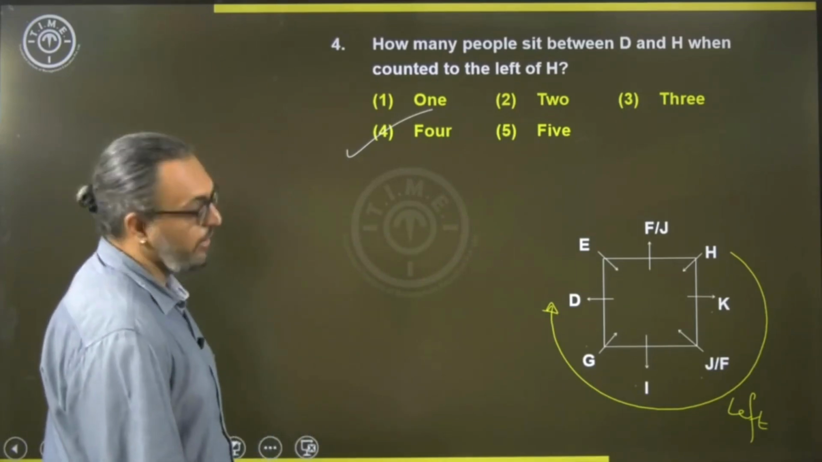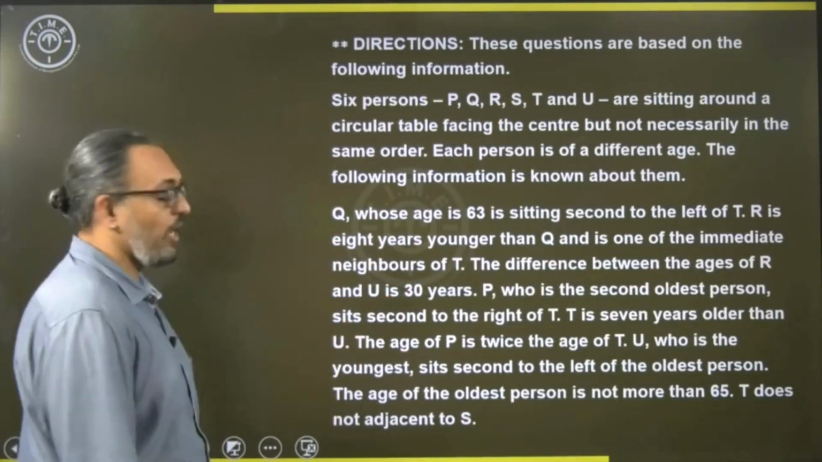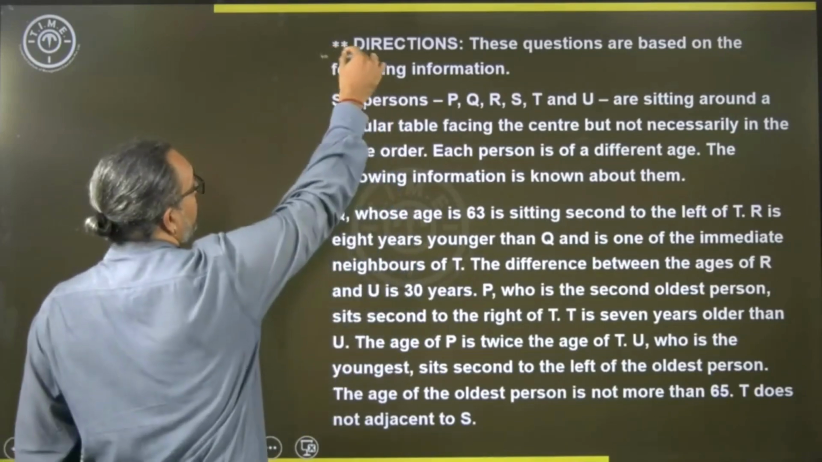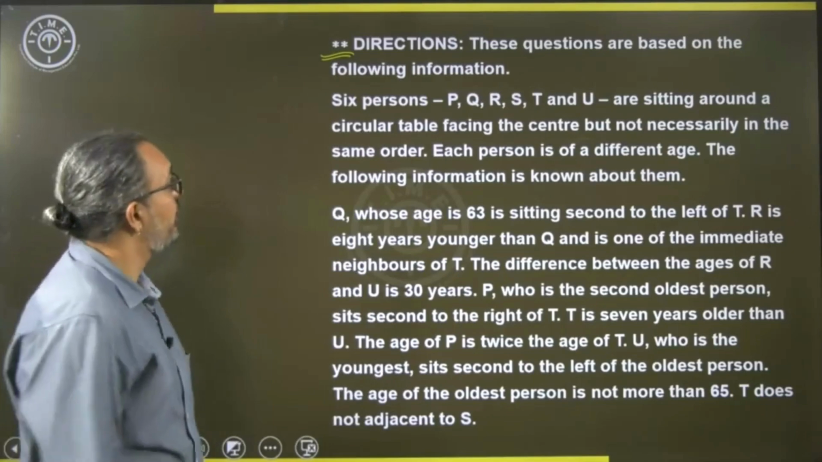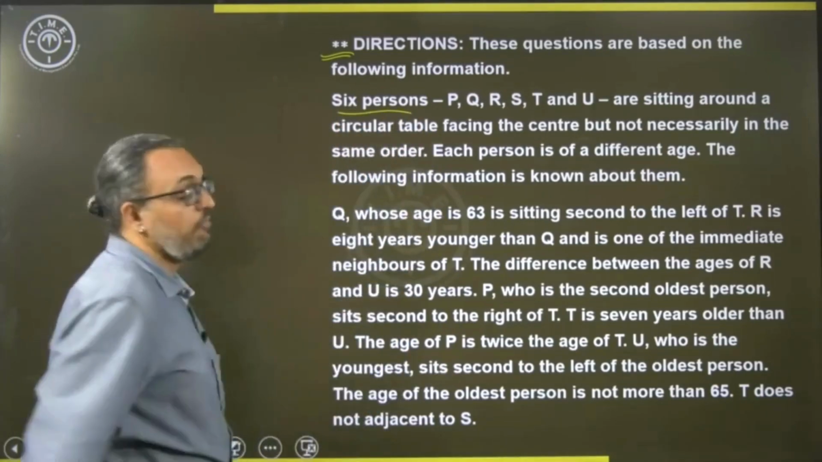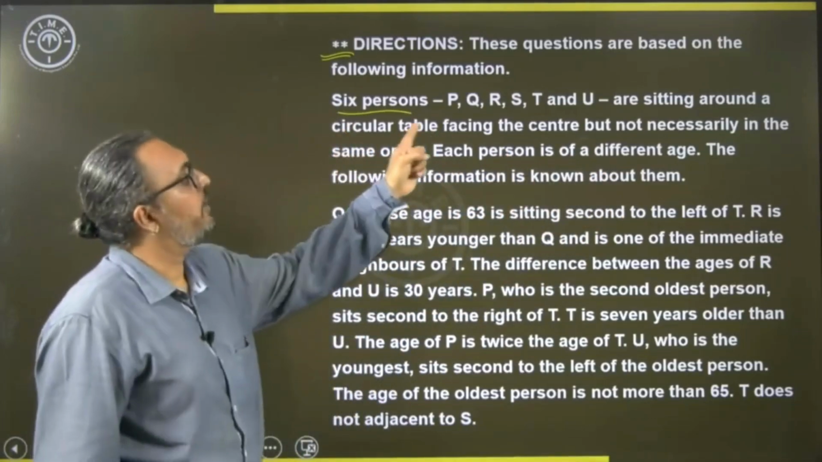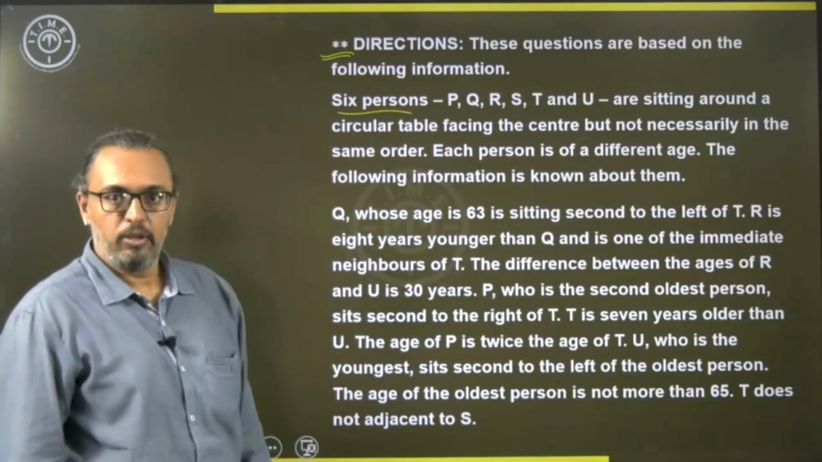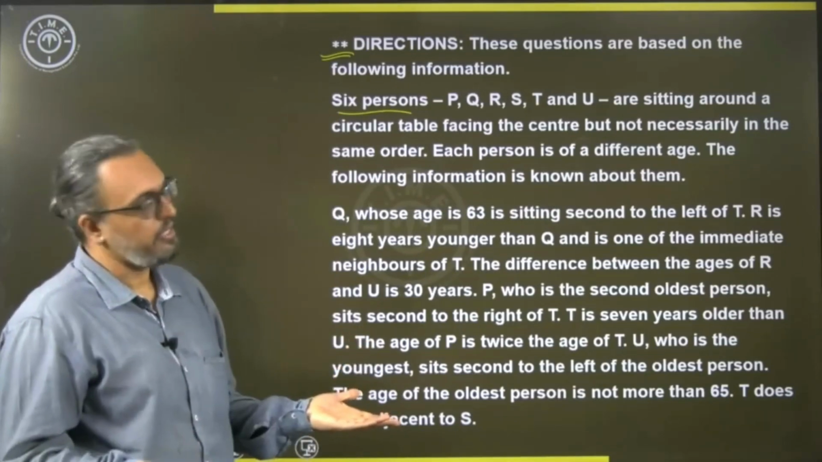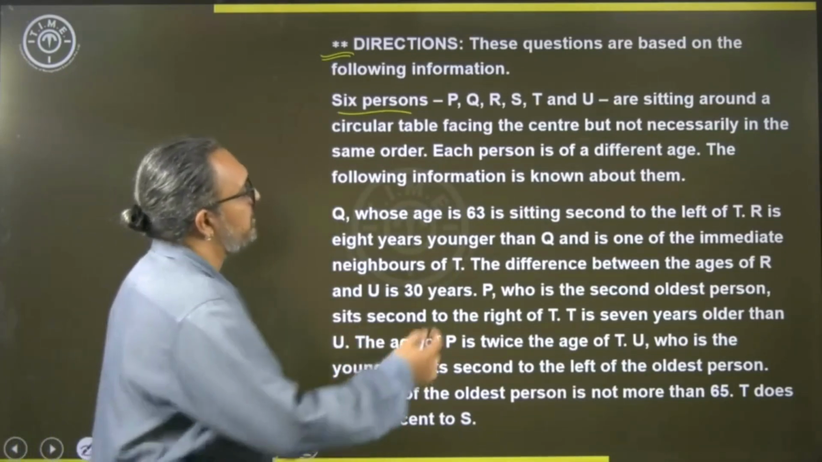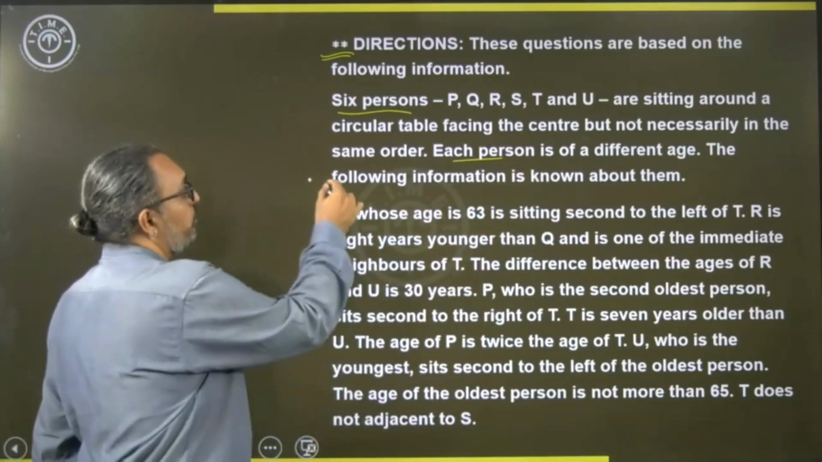Right. Now, those were the questions you had in that set. Next is again, as you can see here, you have an asterisk mark. So, this is a previously given bank exam question where he says 6 persons, which is again an even number, are sitting around a circular table facing the center. Not necessarily in the same order, and each person is of a different age. The following information is known.